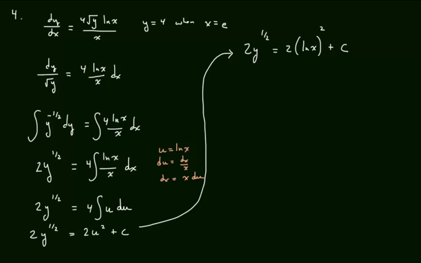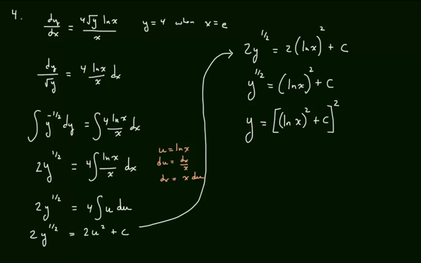Here we go. Choices, choices, choices. When do you want to solve for c? That really is your choice. But I'm going to do it where I solve for y first. So y to the 1/2 equals the natural log of x quantity squared plus c. Then I have to square both sides, so y equals the natural log of x squared plus c. That quantity gets squared. I'll plug in 4 for y, and I'll plug in e for x.